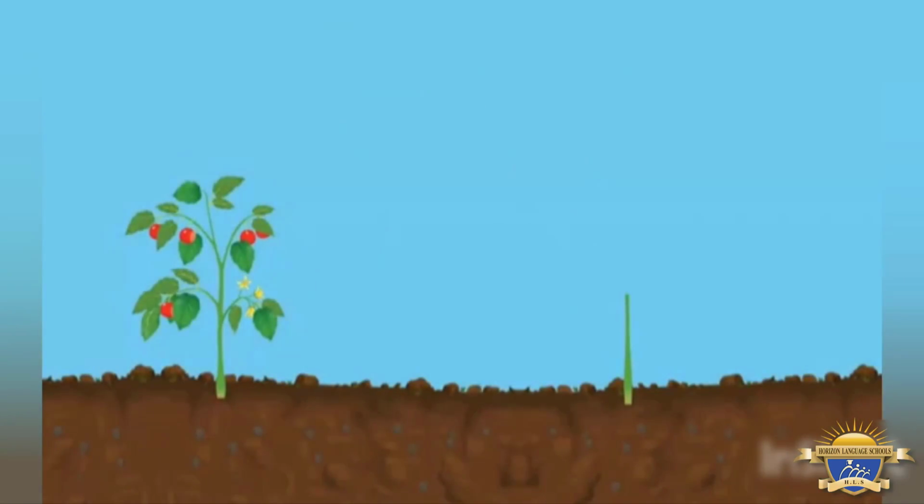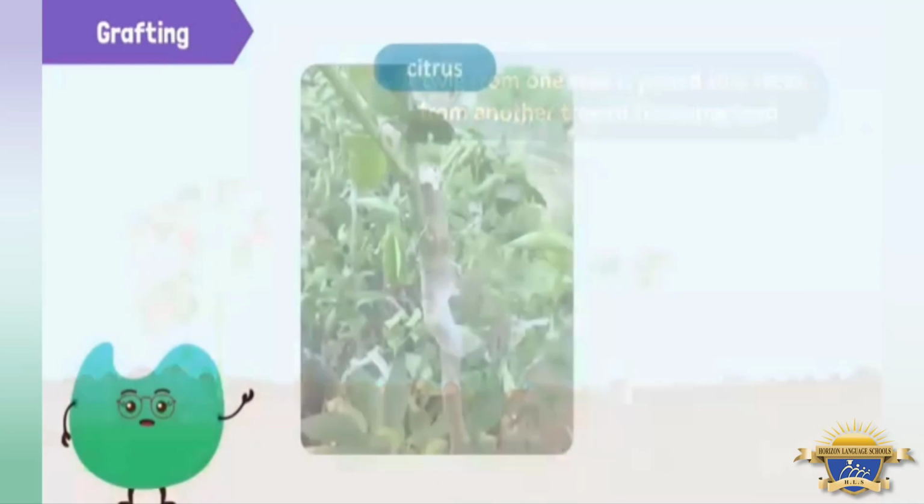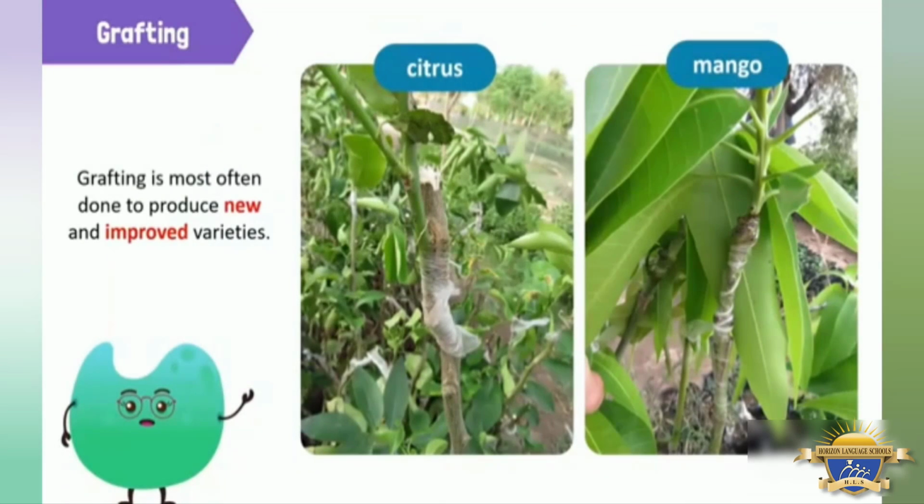The most interesting type of vegetative reproduction is grafting. In grafting, a twig from one tree is joined to a stem from another tree of the same kind. Grafting is most often done with fruit trees, like citrus and mango trees, to produce new and improved varieties.